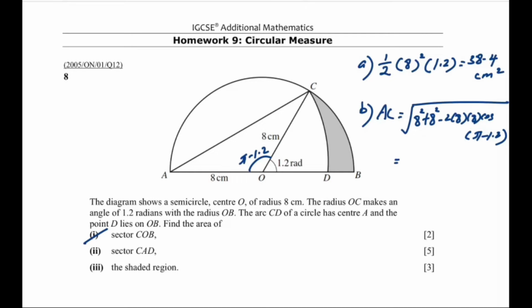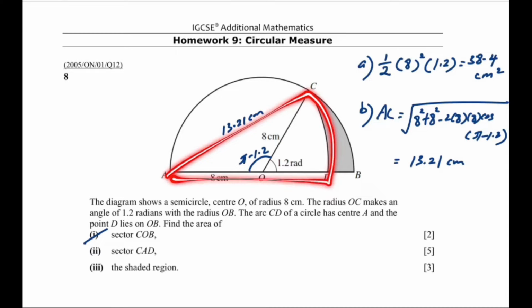You should get 13.21 for the length of AC. So this is the radius of sector ACD. So radius is not enough, you need to know the angle here. Since this is an isosceles triangle, this is (pi minus 1.2) over 2. You can figure out these two parts.